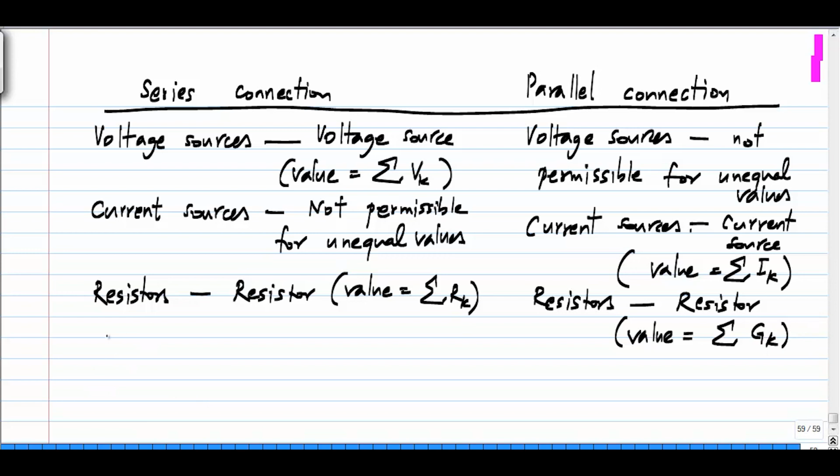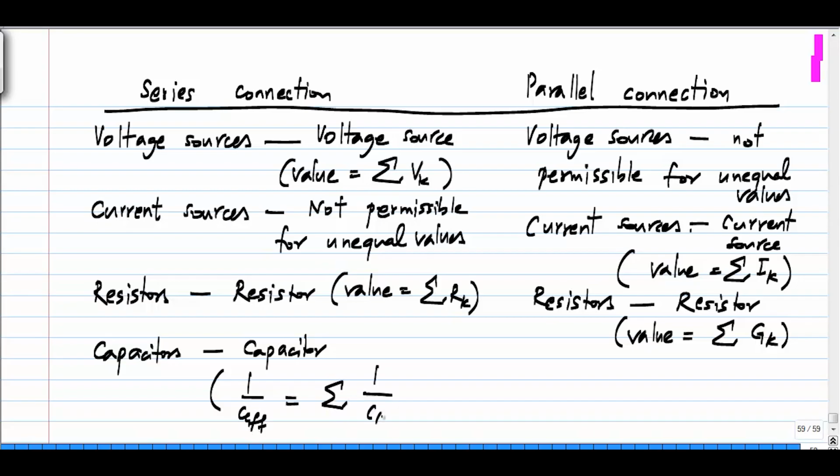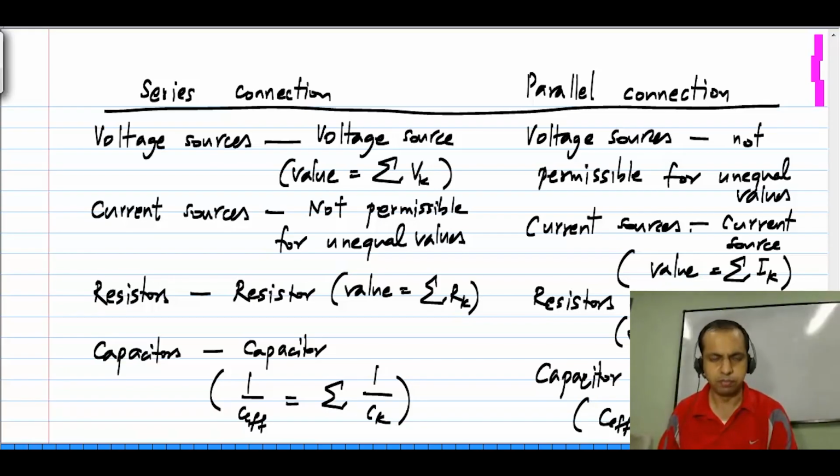Similarly, if you take capacitors in series, the result is still a capacitor, and the reciprocal of the effective capacitance equals the sum of reciprocals of individual capacitances. Whereas for parallel connections, the capacitor value is the sum of individual capacitances.